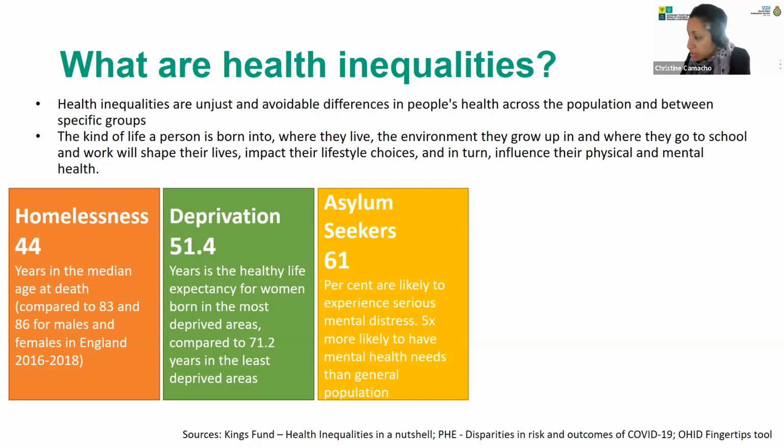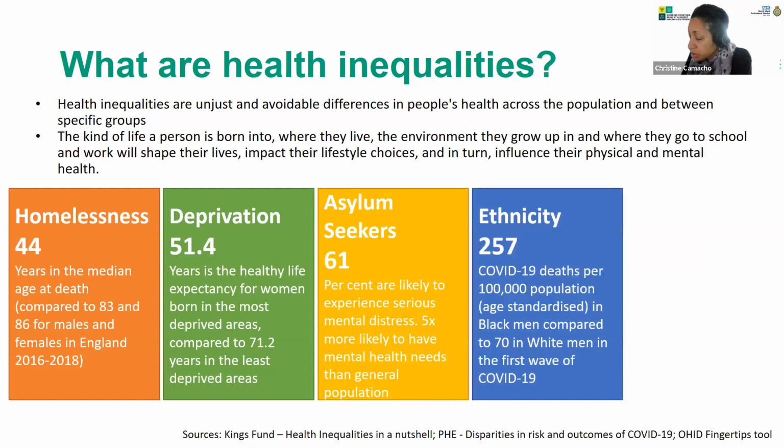Amongst asylum seekers, 61% are likely to experience serious mental health problems, which is 5 times more than the general population. And when we think about COVID and what happened during the first wave, the death rate in Black men was 257 deaths per 100,000 of the population, compared to 70 deaths in white men. So clear inequalities there by ethnicity.